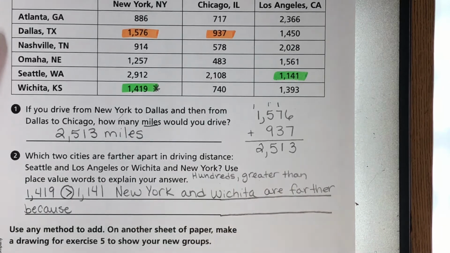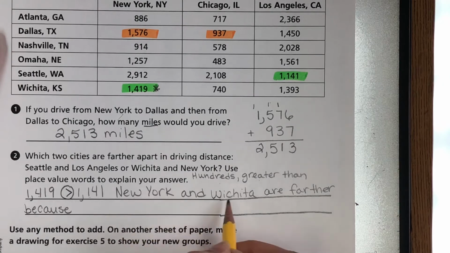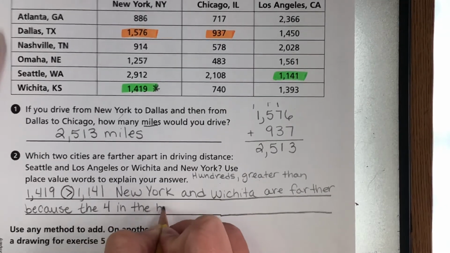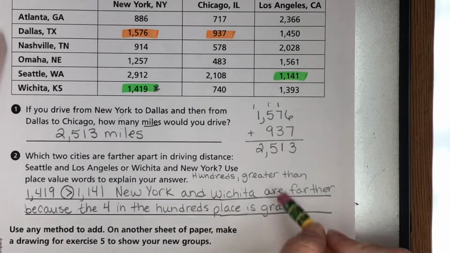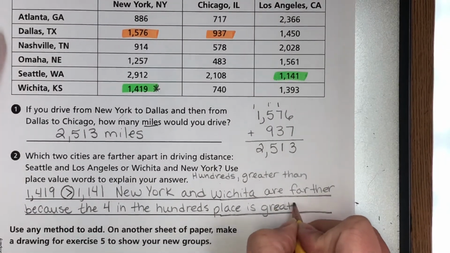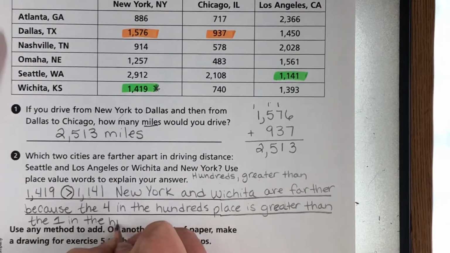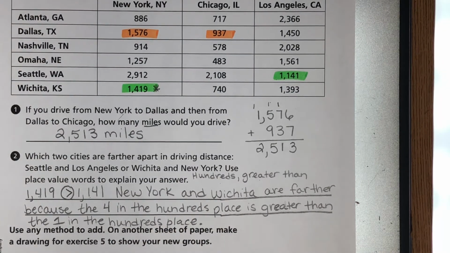this is where I want us to think about our place value words. And you can take a look at here. How would we describe this using place value words? I want us to use hundreds, so if I'm looking at the hundreds, which one's greater than? The 4. So this is the direction we want to go in. So New York and Wichita are farther because the 4 in the hundreds place is greater than the 1 in the hundreds place. Of course, you could reword that a little bit differently, but we're just following the rules there. This is just one option of how you're using place value words to explain your answer. Alrighty?